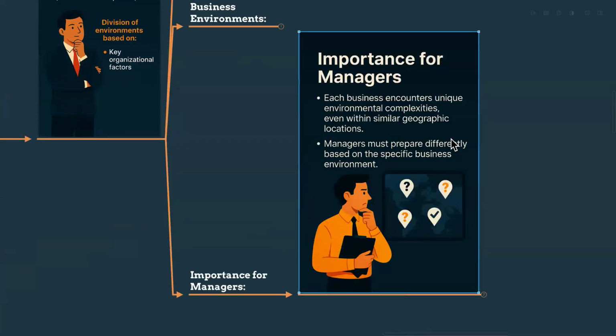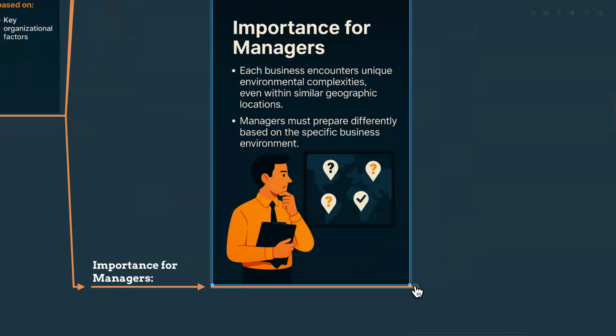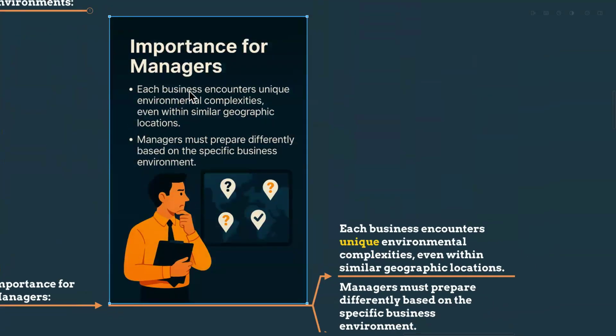So why is it important for the managers? Each business encounters unique environmental complexities, right? Because, my dears, even two grocery shops on the same street, they differ. One might serve locals, others serve tourists. So serving the local people is a very simple environment, but serving the tourist people is a very complex environment, even on the same street. So even with similar geographic locations, we might have the simple environment or the complex environment. And managers must prepare differently based on the specific business environment.